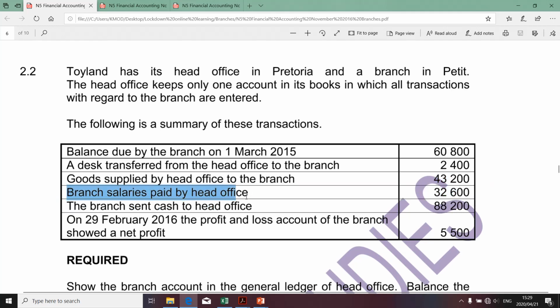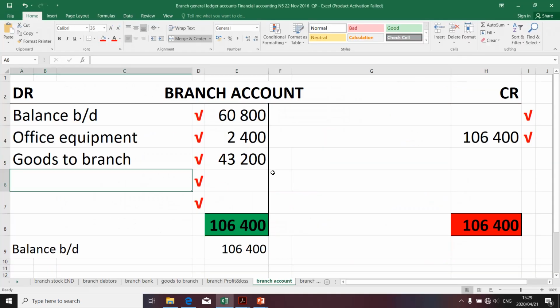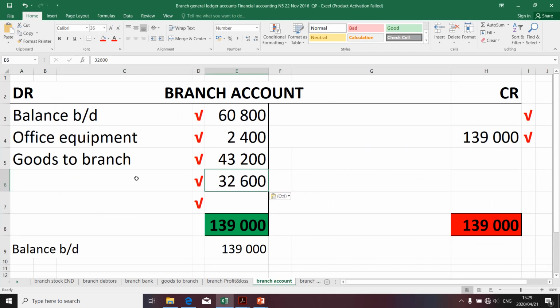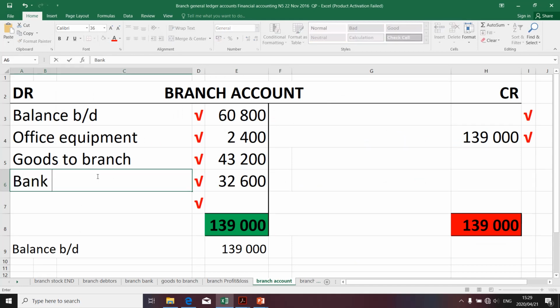Moving along swiftly, I'm going to do the next transaction. The next transaction relates to salaries. I'm going to take that and place a debit on the branch account. Remember, in this case, we're going to use the bank as a control account. This is the bank that specifically relates to the head office, as the head office's bank account is decreasing by the payment that is effected towards salaries of the branch.